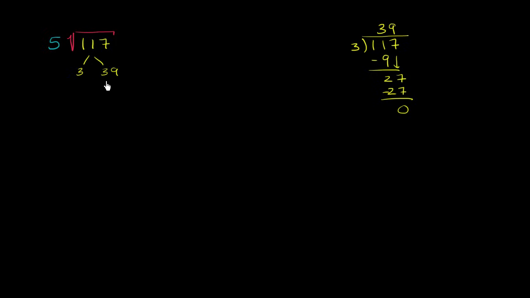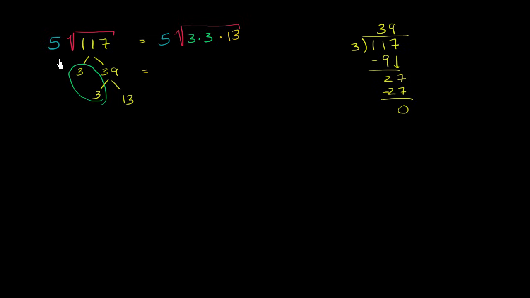Now 39, that jumps out more at us, that's divisible by 3. That's equivalent to 3 times 13. And then all of these are now prime numbers. So we could say that this thing is the same as 5 times the square root of 3 times 3 times 3 times 13.